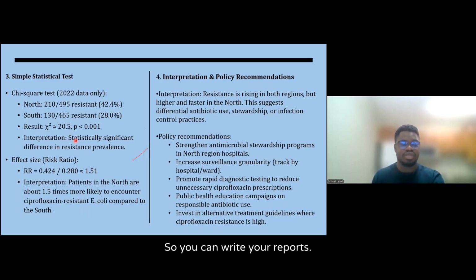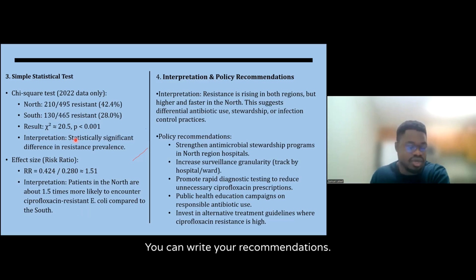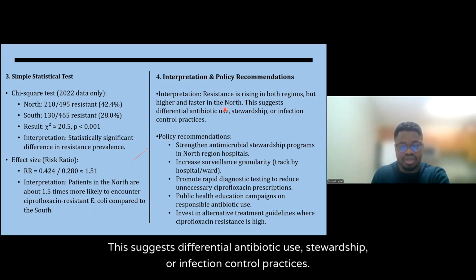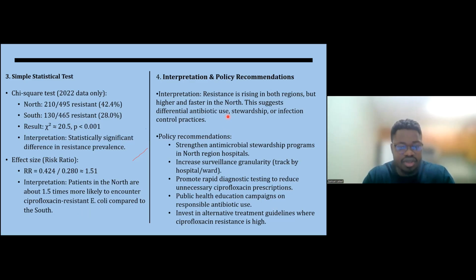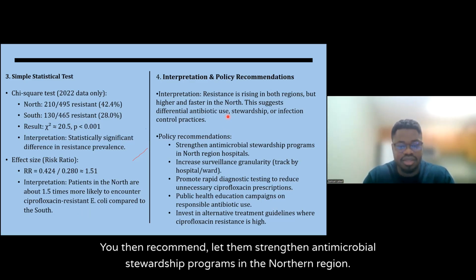So you can write your report, you can make your suggestions to policymakers, you can write your recommendations, you can publish your results. So interpretation, resistance is rising in both regions, but higher and faster in the North. This suggests differential antibiotic use, stewardship, or infection control practices. What does this mean to the policymaker? You then recommend, let them strengthen antimicrobial stewardship programs in the northern region.